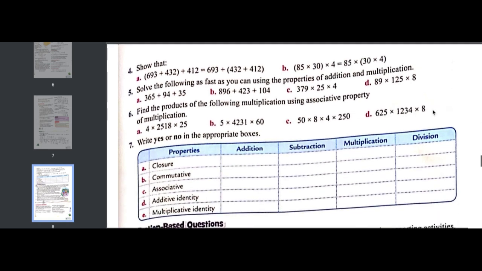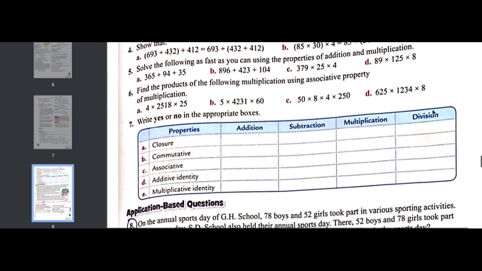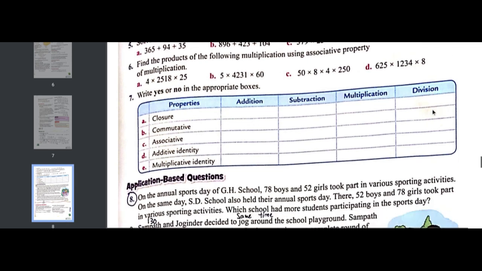In the next table, Aryan, write yes or no. This is the easiest table we have done with this. Can we do this? Yes. Okay, properties. Closure. You just have to put the tick. You have to put the yes.